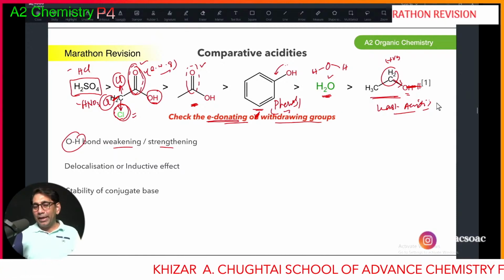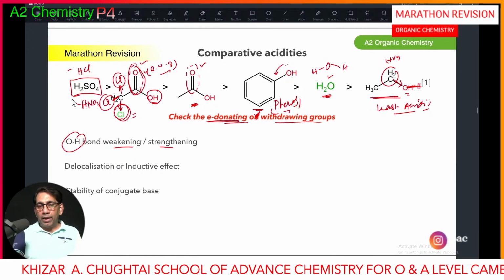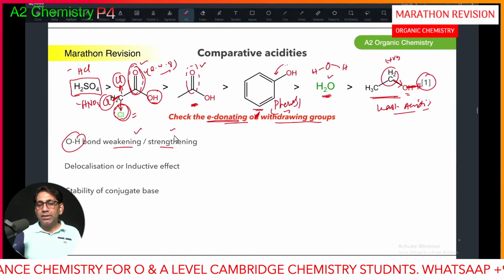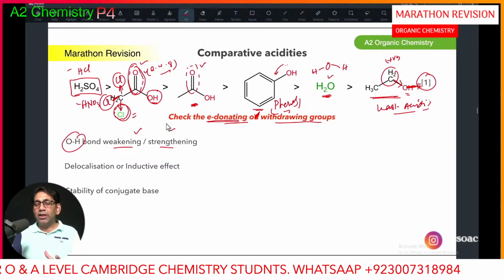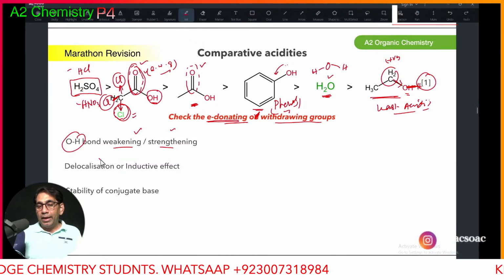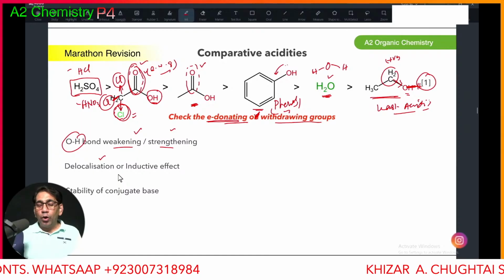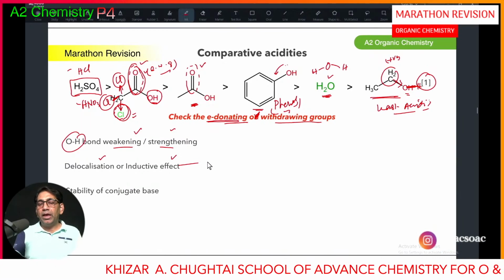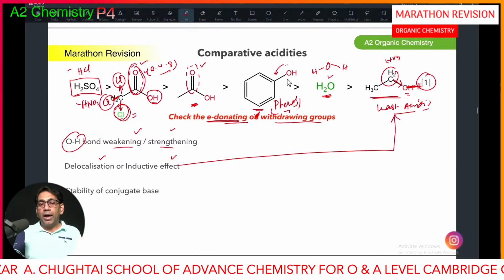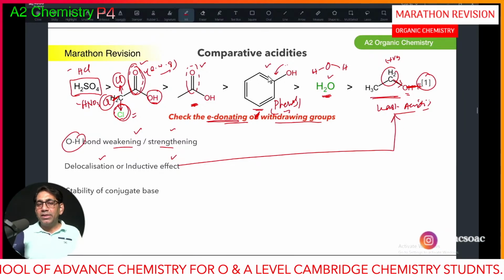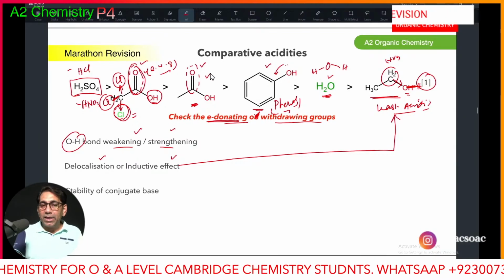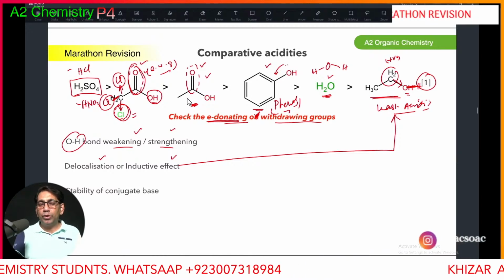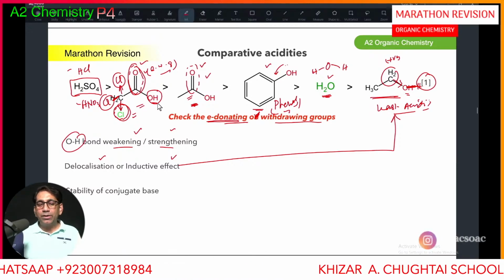So these are the basic things that you will have to remember. Number one, write this whole order for 1 mark. Then you will discuss the weakening or the strength of the OH bond. Then you will show the delocalization or inductive effect. Inductive effect is only applicable in the case of the alkyl group, and in the other cases, here is the delocalization of electrons, or electron withdrawing group. You can report that in your answer over here.